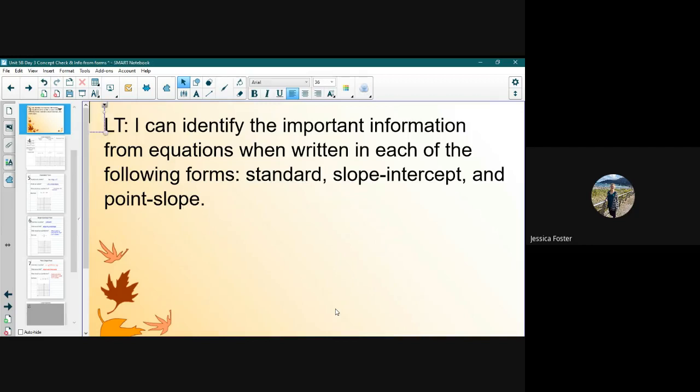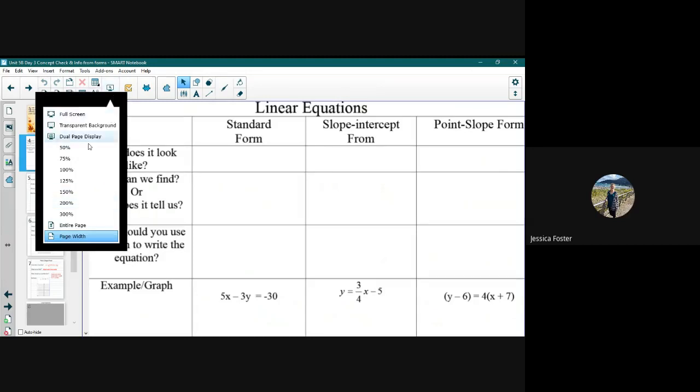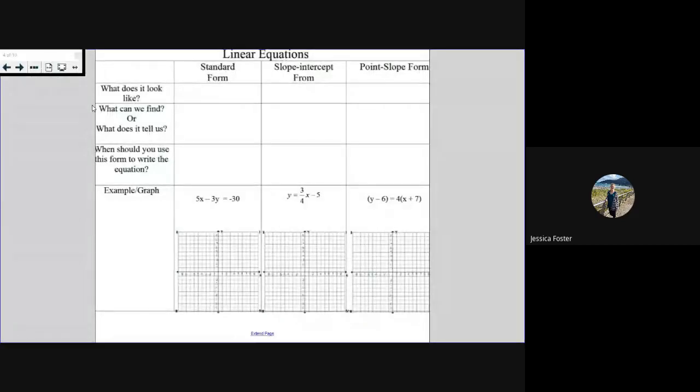So what I'm going to recommend that you do for this lesson and for this video is in your notebook, go ahead and make a table that looks something like this. You can write linear equations, take a whole page for it. What does it look like? What can we find? When should we use this form to write the equation? And then take the time to actually draw out a nice coordinate plane at the bottom so you have an example of each. So right now, go ahead and pause the video and make your own table like this so that while we go through the rest of the notes, you have a nice organized place that you can look back at when you're working with linear equations moving forward.